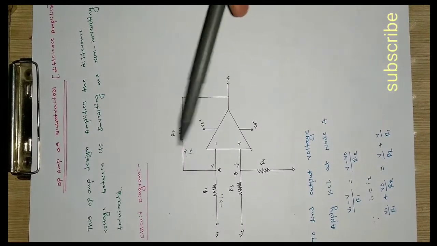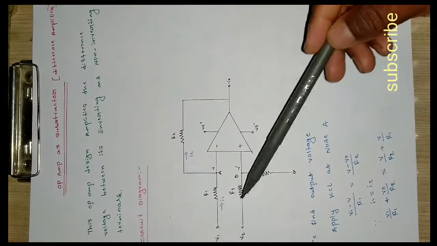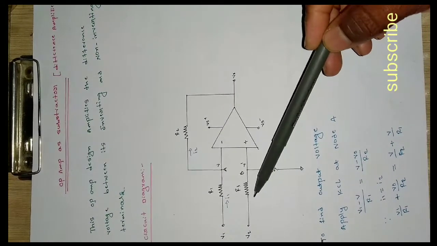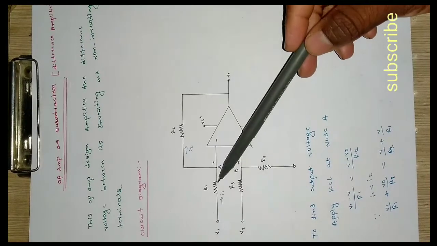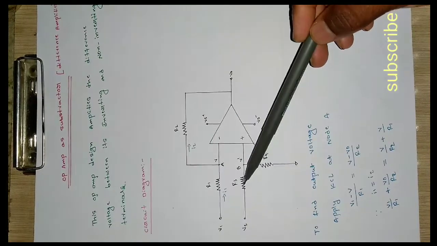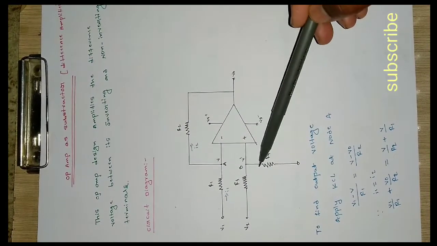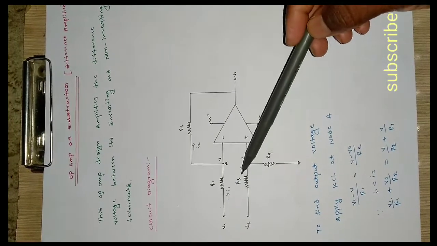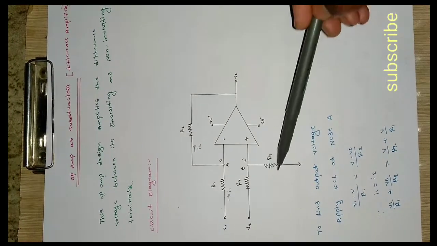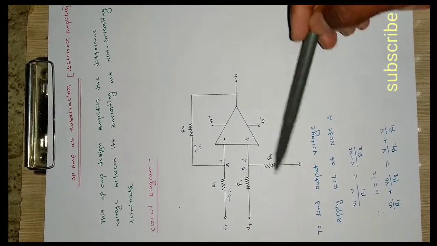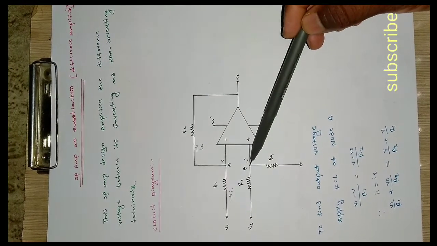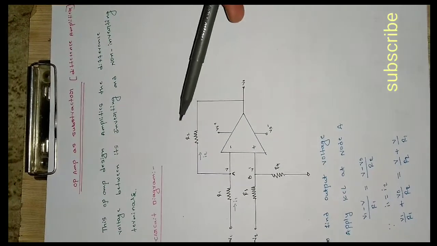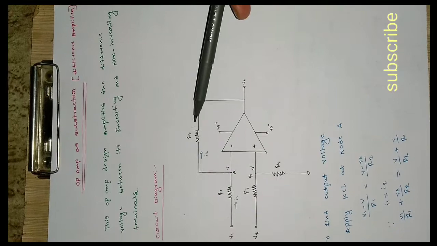The circuit diagram is like this. The first voltage is applied here, that is V1, and the second voltage is here, V2. The input resistance for the first one is R1 and for the second one R3. Here it is a voltage divider circuit, so the resistance across this terminal will be R3 and R4, with R4 divided by R3 plus R4 into V2. And R2 is the feedback resistance which is present over here.